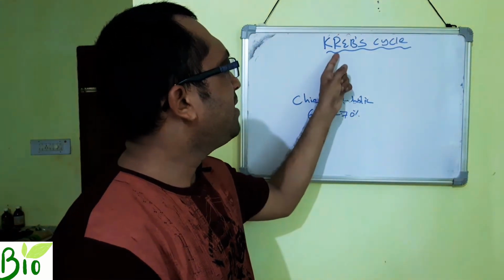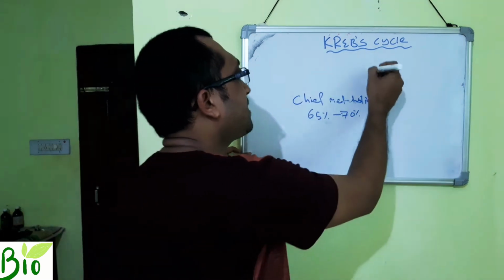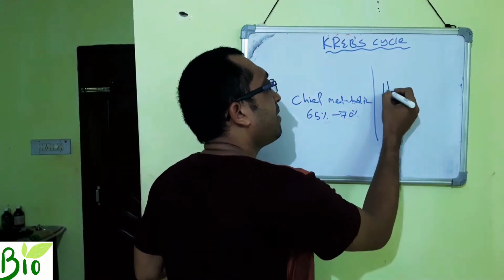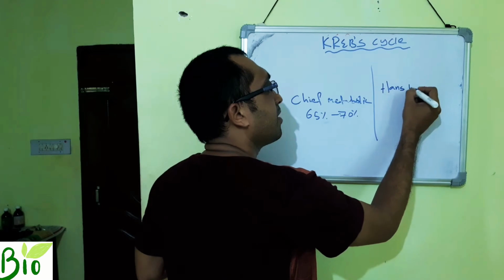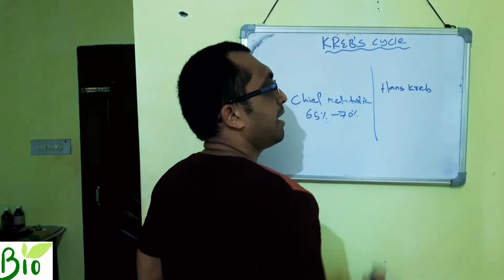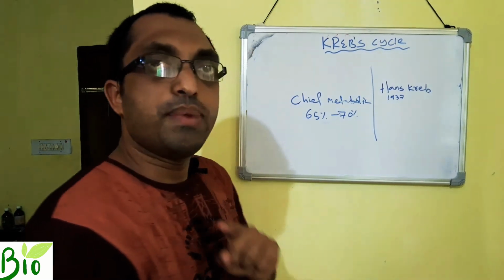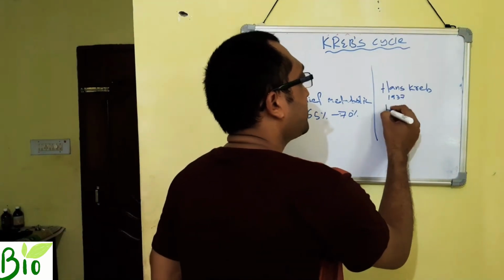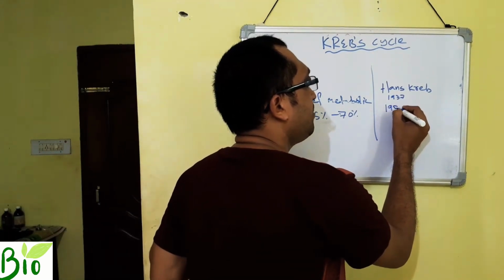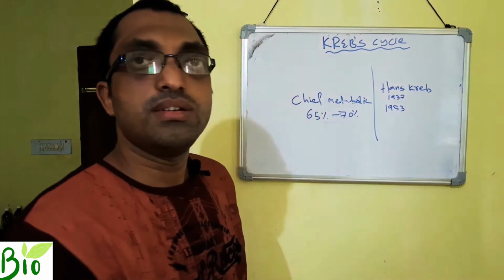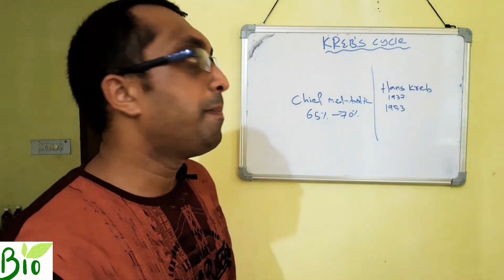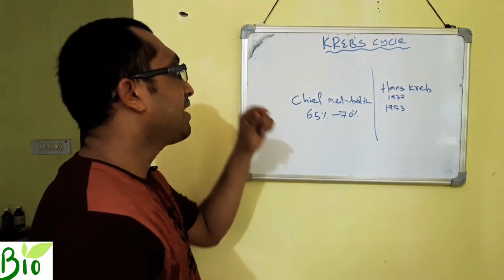So why is its name Krebs cycle? Because this metabolic cycle was discovered by Hans Krebs in 1937. For that, he got the Nobel Prize in Physiology in 1953. So what happens in Krebs cycle?